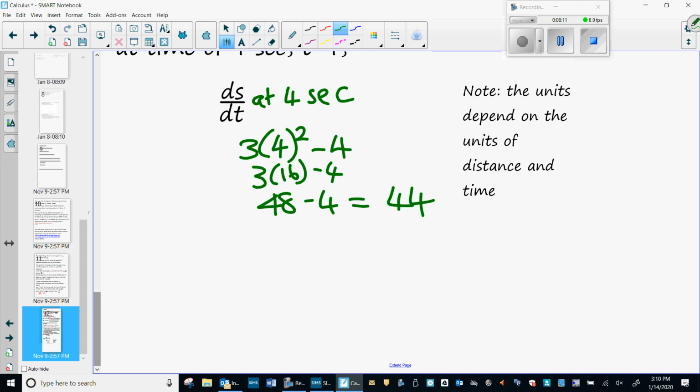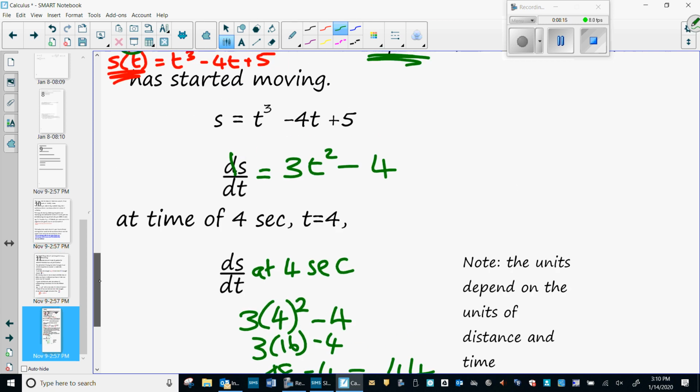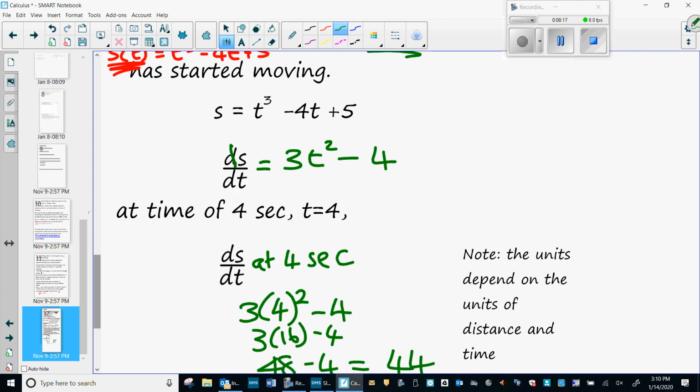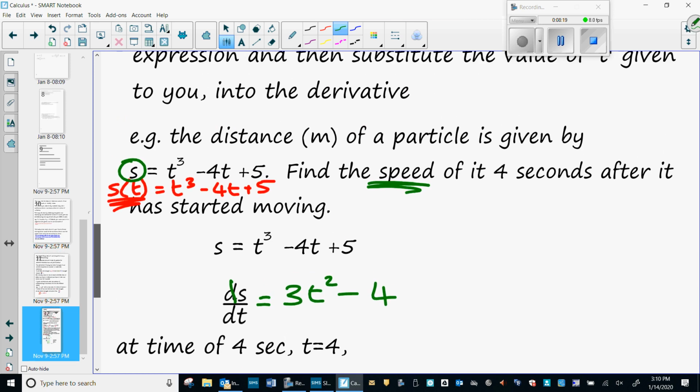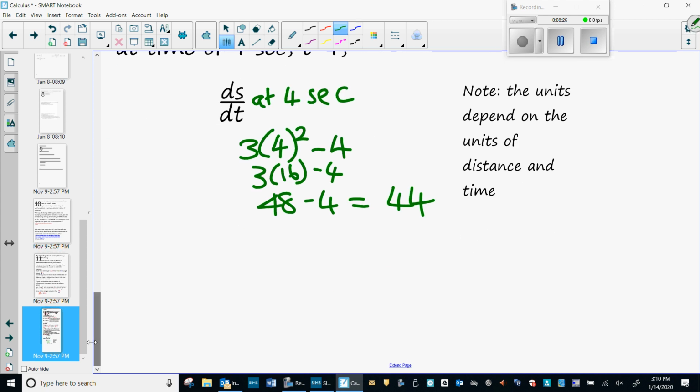Okay. In order to know what units we're talking about, we would need to make sure that we look back at our original question. This is meters, and they're talking about seconds, so we would have meters per second.